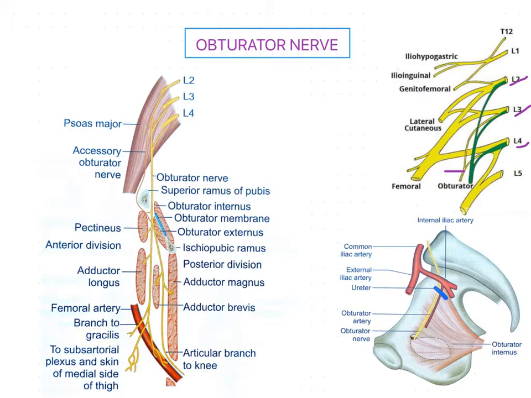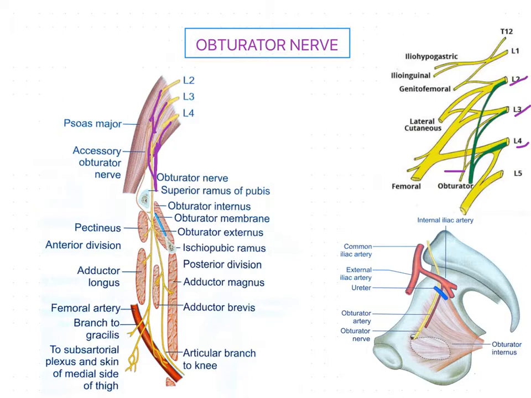This is the first part. The first part runs downwards in the substance of the psoas major. It emerges at the medial border of the psoas major, passing lateral to the internal iliac vessels, and then it enters into the pelvic cavity. So this is the pelvic cavity. Up to the entry of the pelvic cavity from the roots, it is called the first part of the obturator nerve.